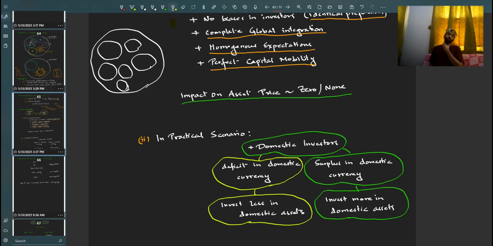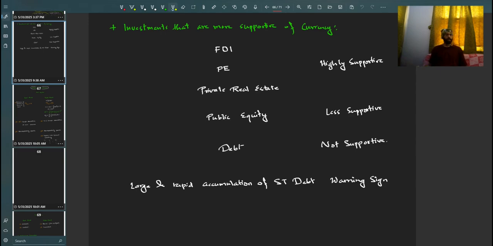And because of this preference based on surplus or deficit, there will be movements of capital which are going to change asset prices over a period of time between countries, right? Now, investments that are more supportive of the currency. So what is more supportive of the currency?